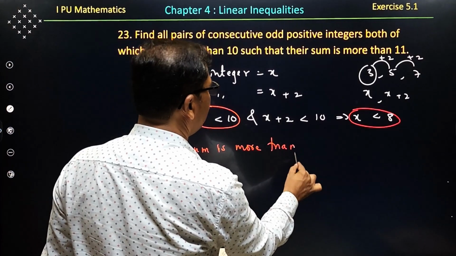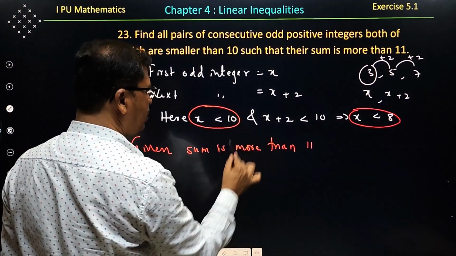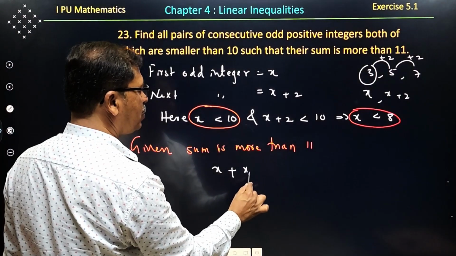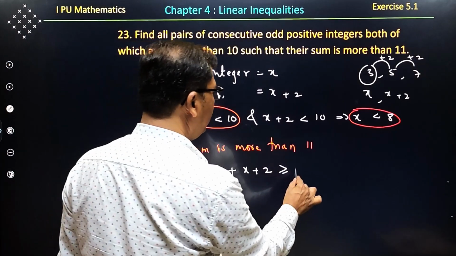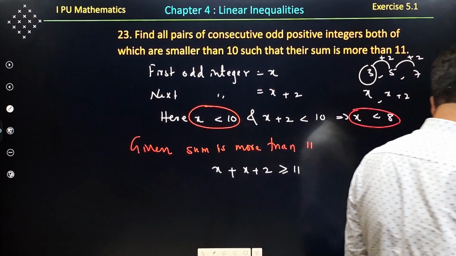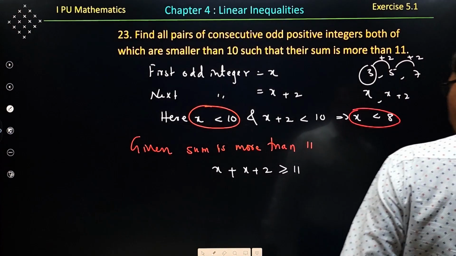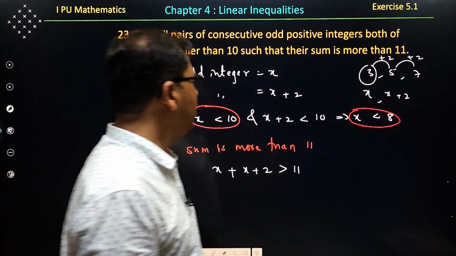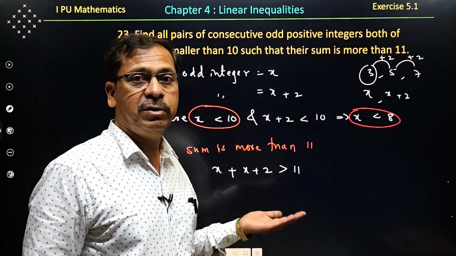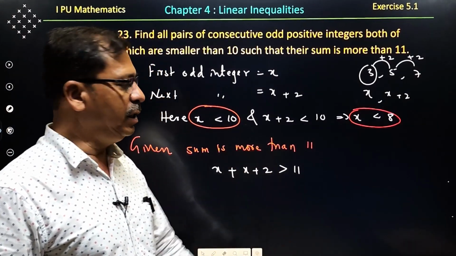Sum is more than 11, what can you write? Their sum, first integer, its consecutive integer x plus 2. Sum is more than 11 means greater than or equal to 11 you can hear. Greater than or equal to 11 here. Not equal to, it must be greater than 11 here. Okay, because more than 11 he has mentioned, which means 11 is not to be included here.